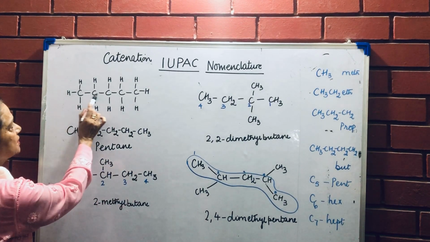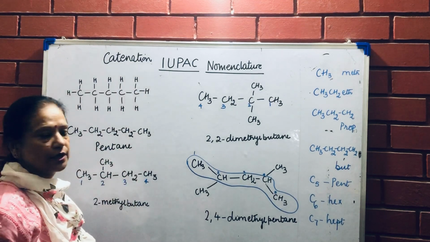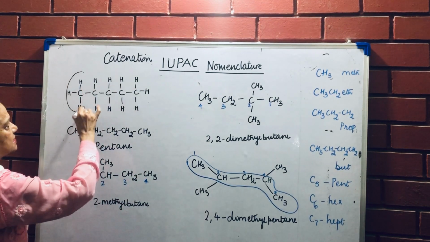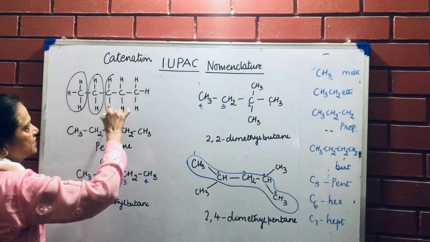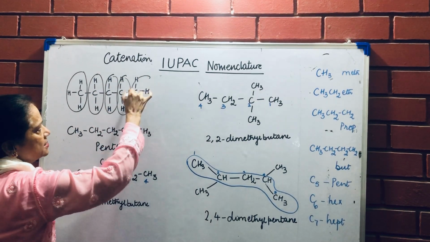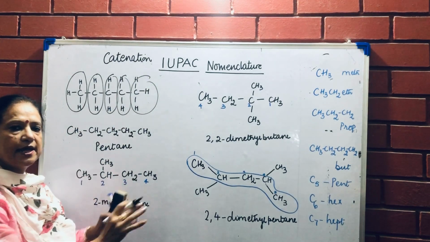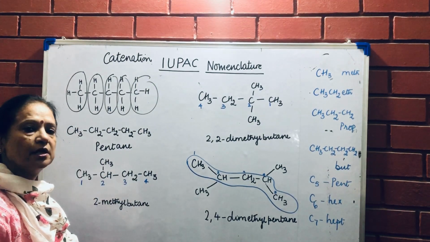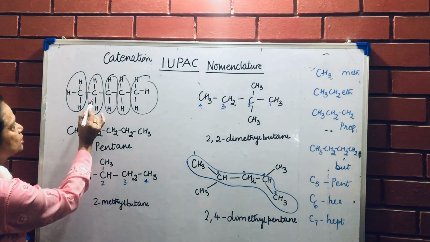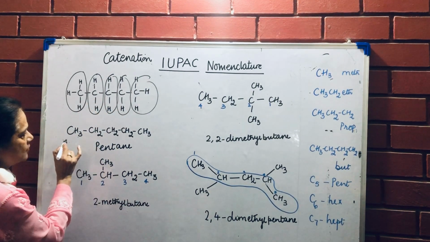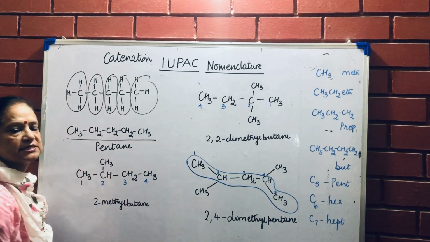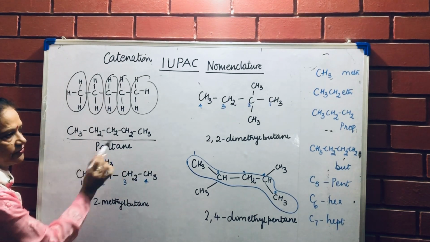If I am writing it like this, it is too long, so we will condense it. I have written here CH3, CH2, CH2, CH2 and CH3. So at the end it is always CH3. Carbon's valency is 4, which you can check with these bonds at this point. Now the first compound that I have written is pentane because there are 5 carbon atoms.